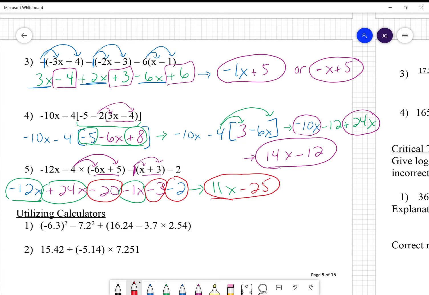Okay, this next section is practicing using your calculator. So you can go ahead and pause the video, use your calculator. When you're done, you can unpause and come back for the answers. Let's see if I have my calculator with me. There we go. All right.